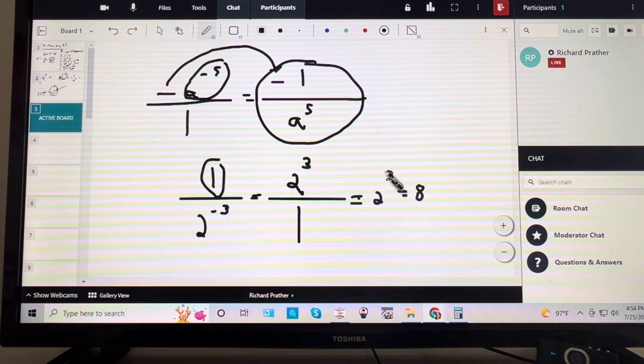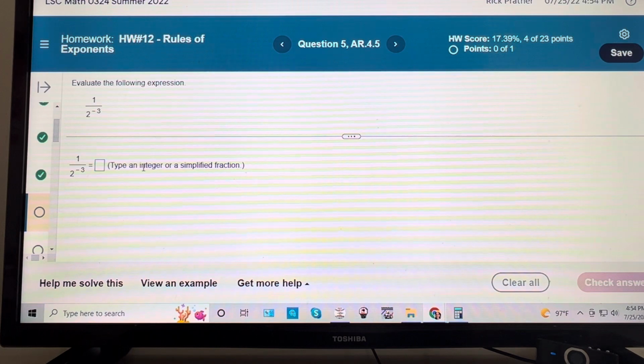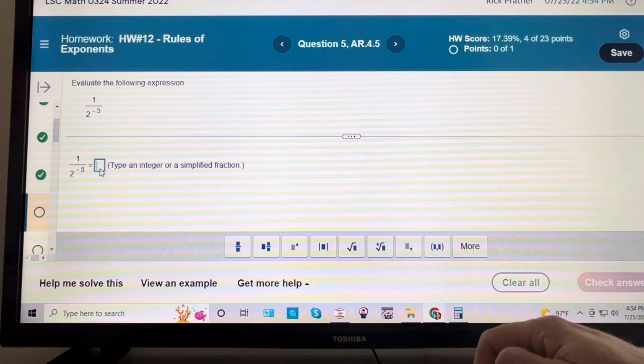2 times 2 times 2 is 8, so it could be either one of these. That's where, if it's multiple choice, we have to check. And they might have a 1 we don't have if we don't know that. Type an integer or a simplified fraction. So it doesn't say type exponent, so I'm thinking they want the 8, not the 2 to the third.